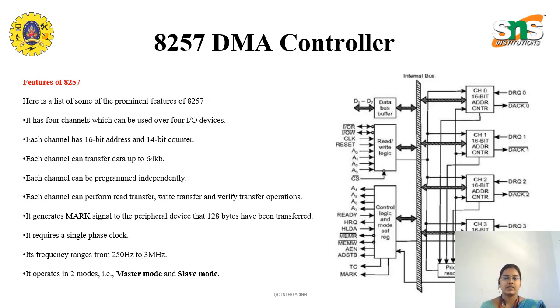Next, we will discuss the features of 8257. It has 4 channels which can be used to interface 4 input-output devices, and each channel has a 16-bit address and 14-bit counter. Each channel can transfer data up to 64 KB. Each channel can be programmed independently, and can perform read transfer, write transfer, and verify transfer operations. It generates a marker signal to the peripheral device that 128 bytes have been transferred. It requires a single-phase clock, with a frequency range from 250 Hz to 3 MHz. It operates in 2 modes, master mode and slave mode.